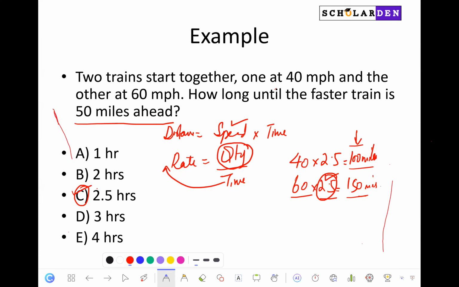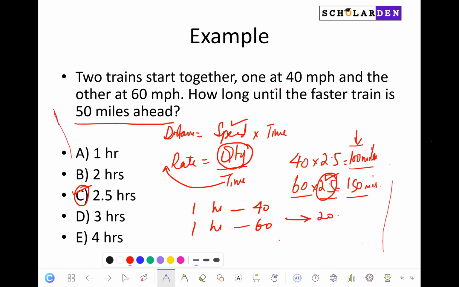So instead of jumping into, for example, the rates or trying to calculate in reverse order, that would have taken us a lot longer. For example, let's say to start with, in 1 hour the slower train travels 40 miles, and in 1 hour the faster train travels 60. So the distance is 20 miles.